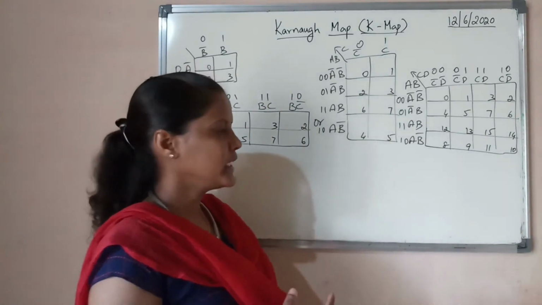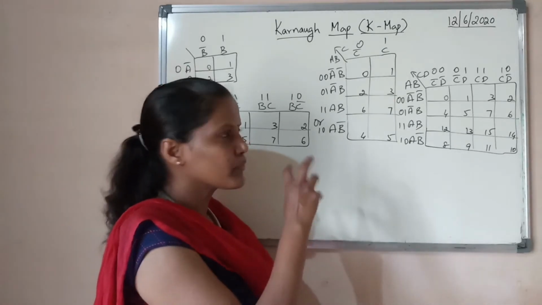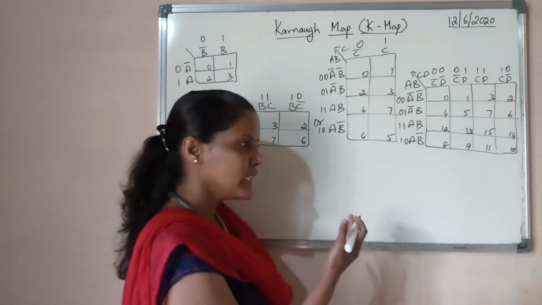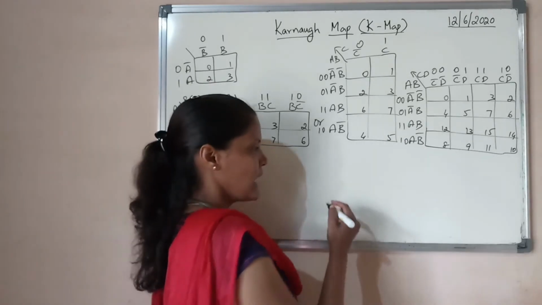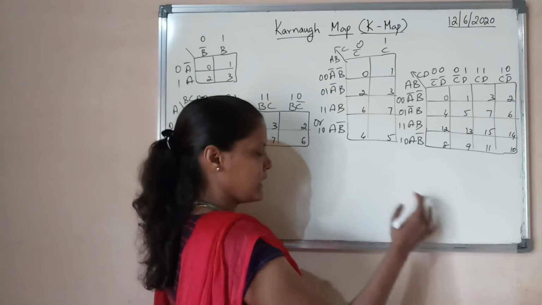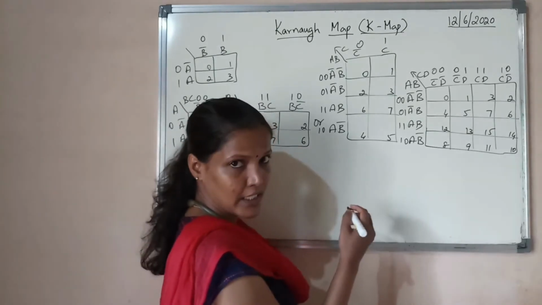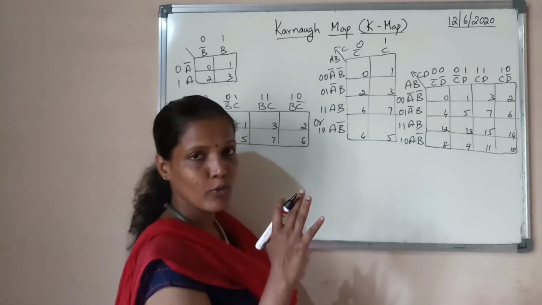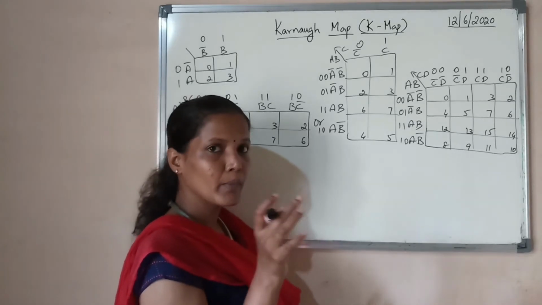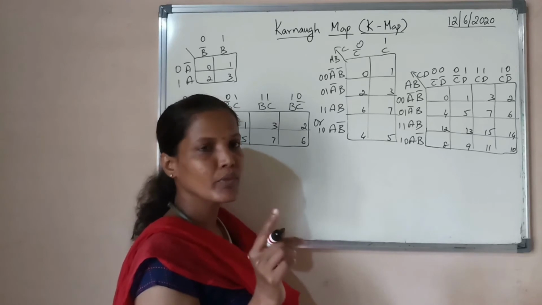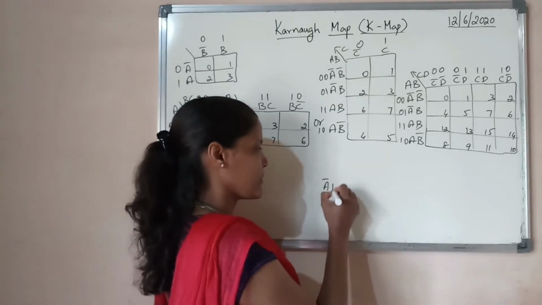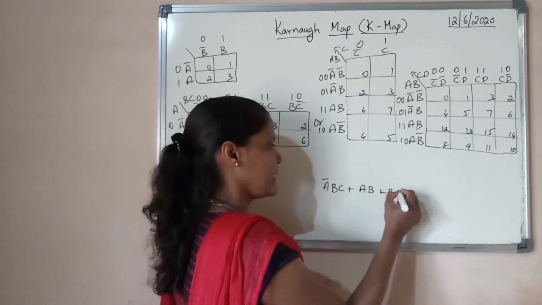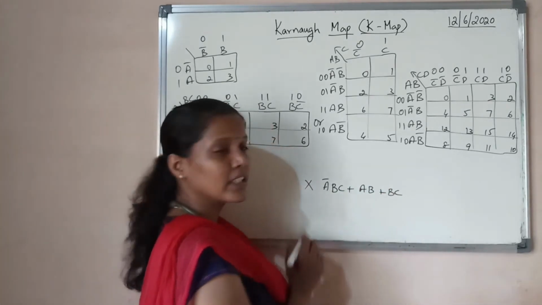Now let us try to write the min terms for each of the cells. In the last SOP and POS method, I told you if it is in the SOP form, I have to get the canonical SOP, and each term in the Boolean expression must contain all of the variables. If I write the expression like this, AB bar C plus AB plus BC, this is not the canonical SOP.